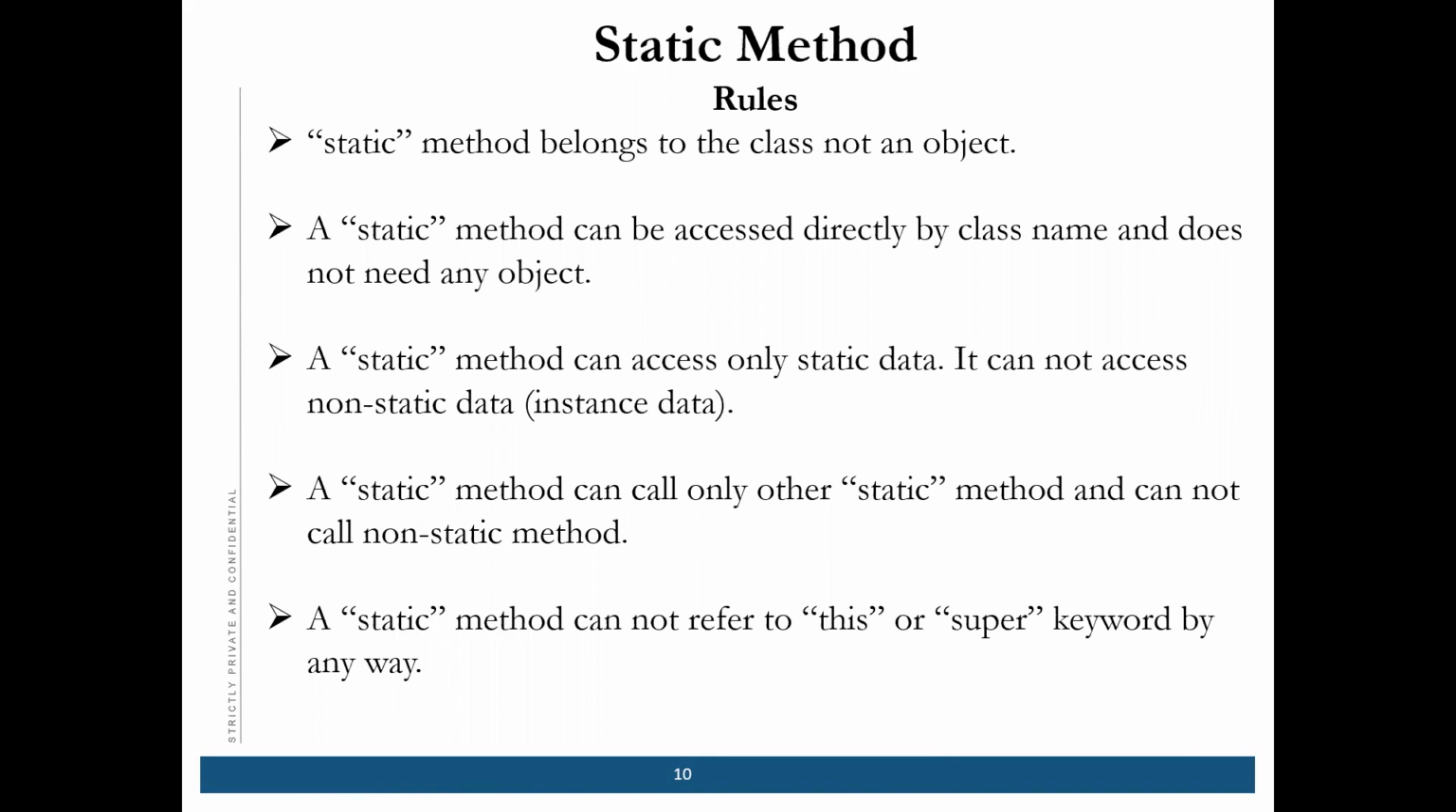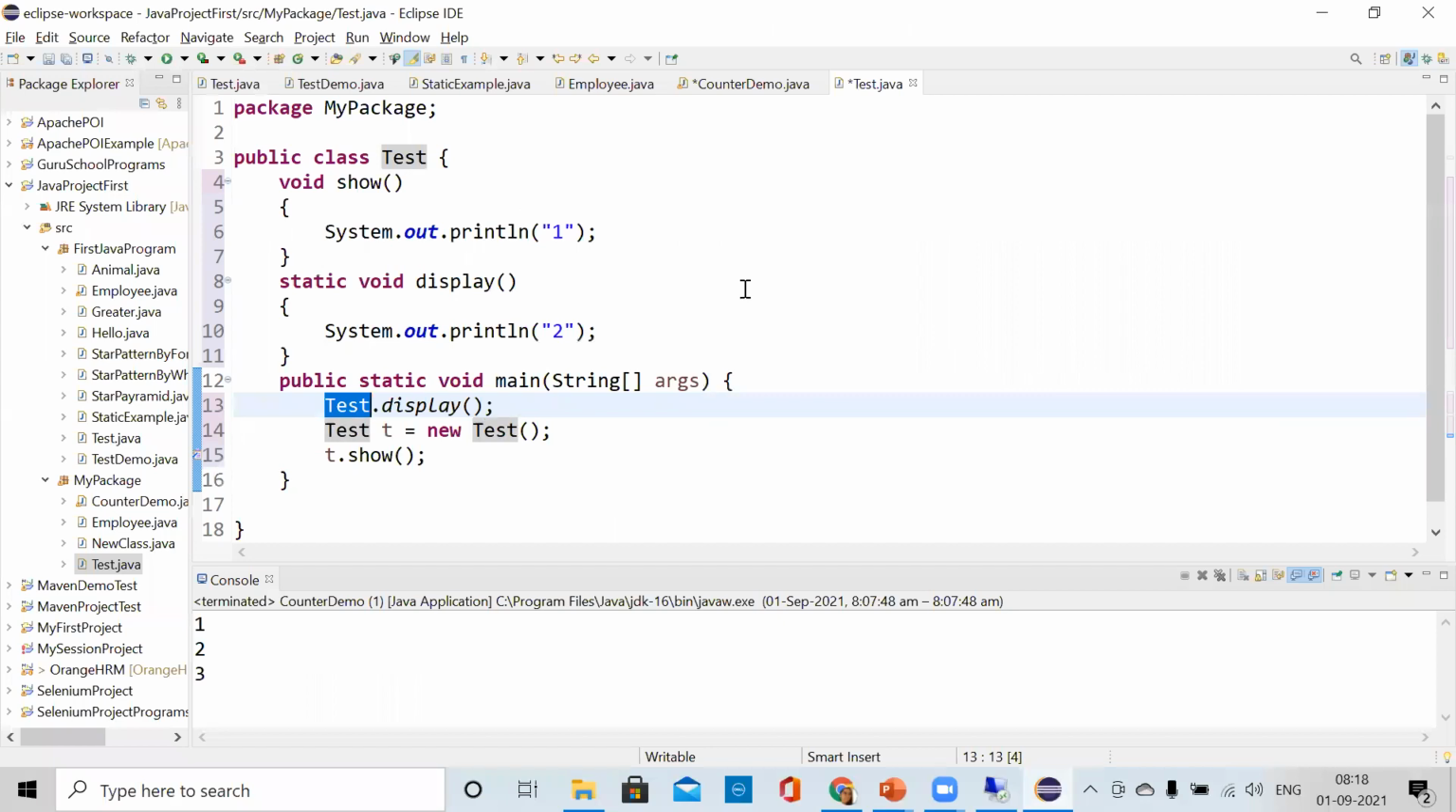Now the rules of the static method. A static method belongs to the class, not an object. We have done this. A static method can be accessed directly by the class name and does not need any object. A static method can access only static data. This is the thing which we need to learn now. A static method can access only static data, and it cannot access non-static data. So how would we do that? Suppose there is a static data.